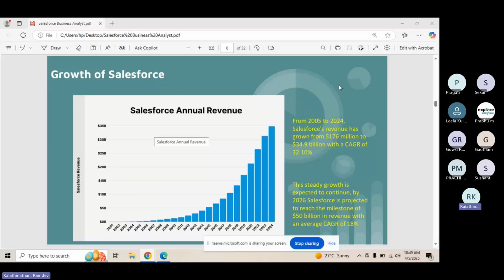It still has the potential to grow. And slowly we are seeing that a lot of Indian companies are also trying to get into Salesforce, which is a good thing for all of us.